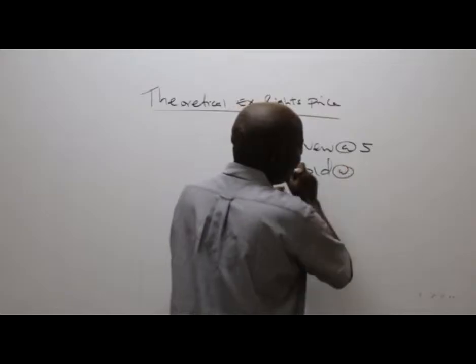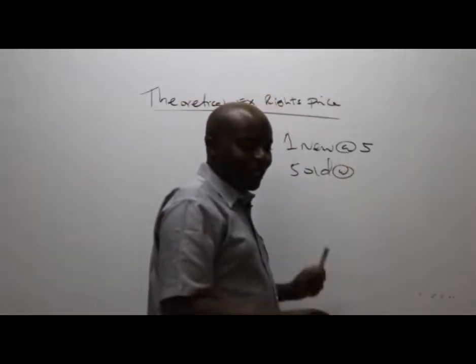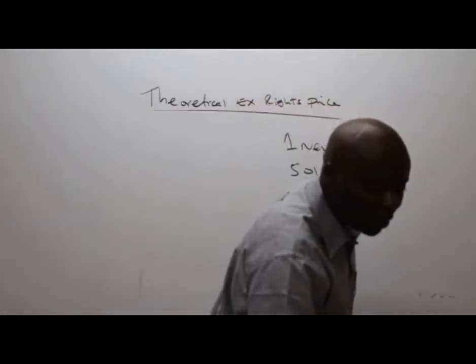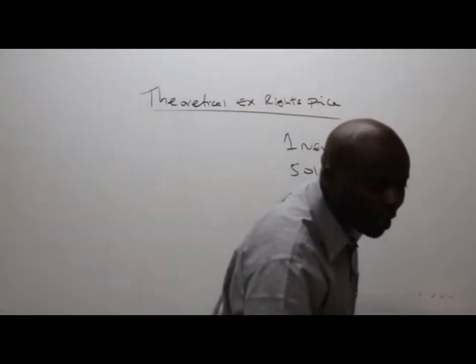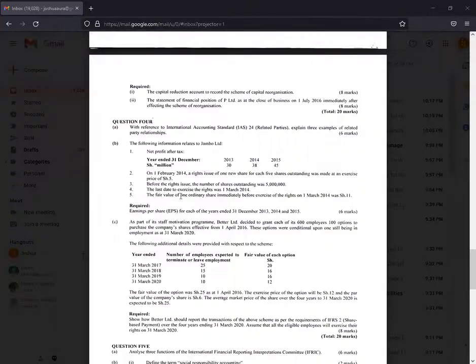And then the old shares, they'll tell you the price of these old shares. What do we have over here? They have told us in note number 5, the fair value of 1 ordinary share immediately before the exercise of the rights on 1st March 2014 was what here? Somebody said 11. So this is the price of the old shares before the rights. So in this case it was 11.